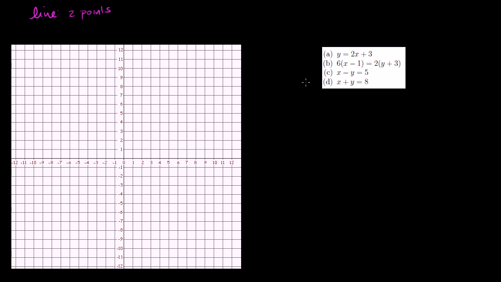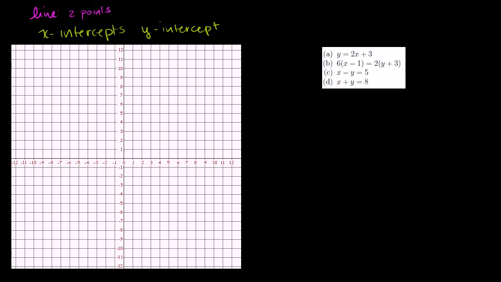And what I'm going to do in this video, the 2 points I'm going to pick are the intercepts of the lines, and there's 2 of them. There's the x-intercept, and then there's the y-intercept. And these are the points where the lines intersect the x and y axes.